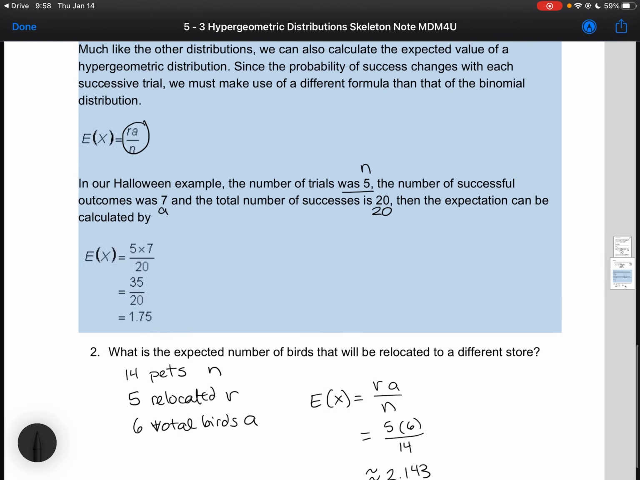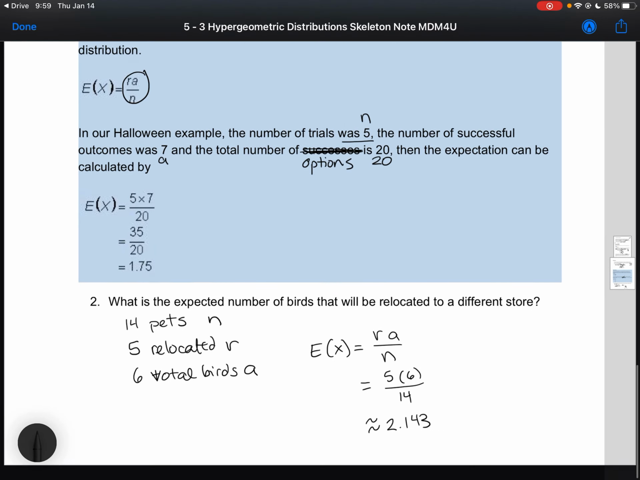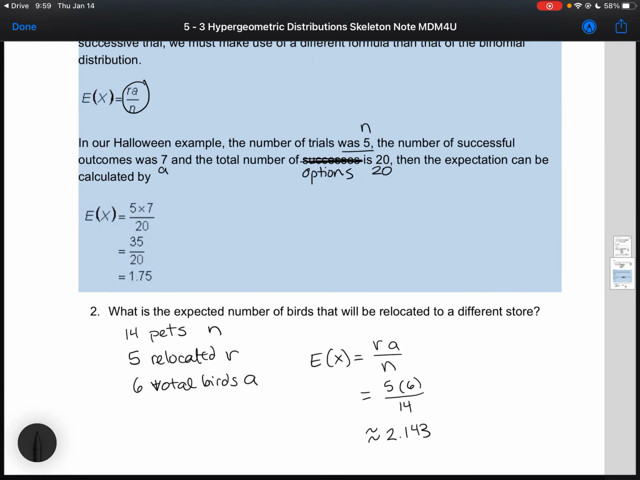One thing I'm just going to modify here: this says the total number of successes. It's more accurate to say our total number of options or available spots there. So those are examples of the hypergeometric distribution and how to calculate the expected value using the hypergeometric distribution.